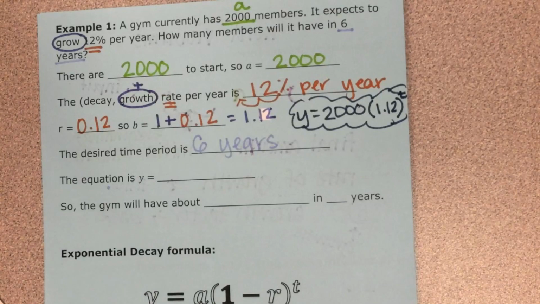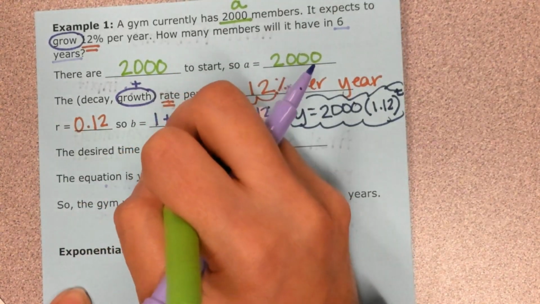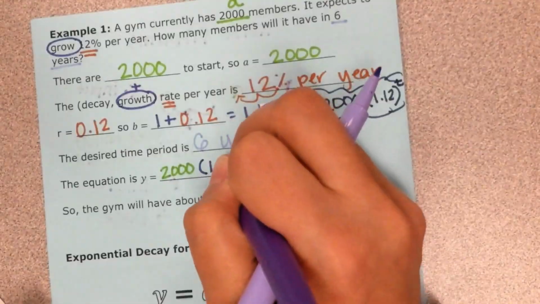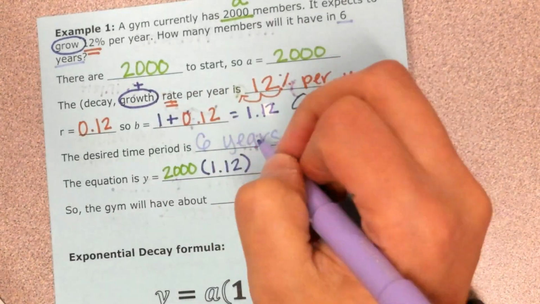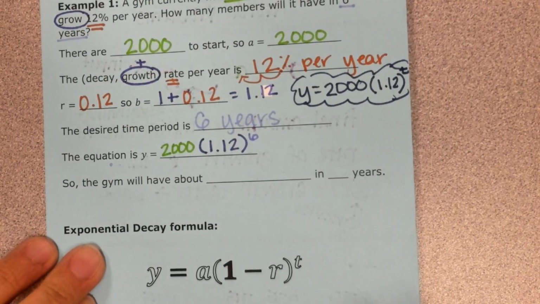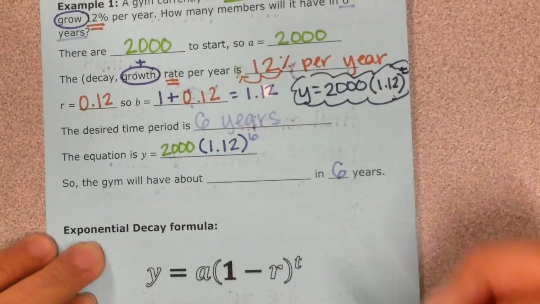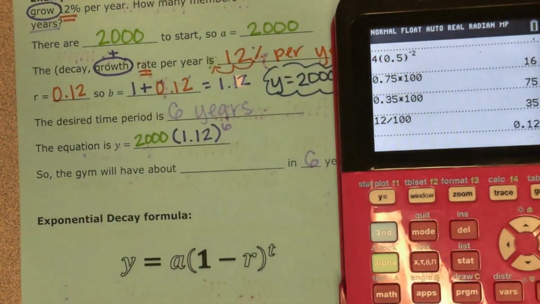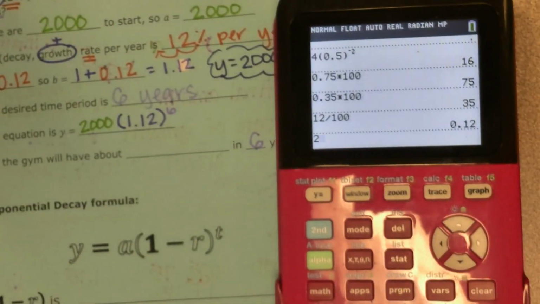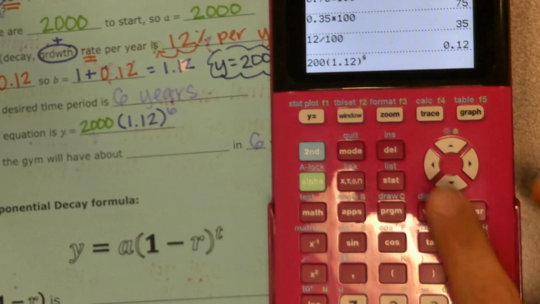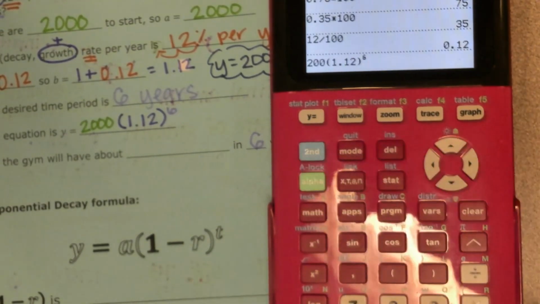So we have to do it color coded, 2,000, and then in parentheses, 1.12 to the power of 6. So the gym will have about something in 6 years. And that's what we're trying to find. So I'm going to type that into my calculator, 2,000, 1.12, raise it to the power, use the caret key, 6. You know what? I put 200, not 2,000.